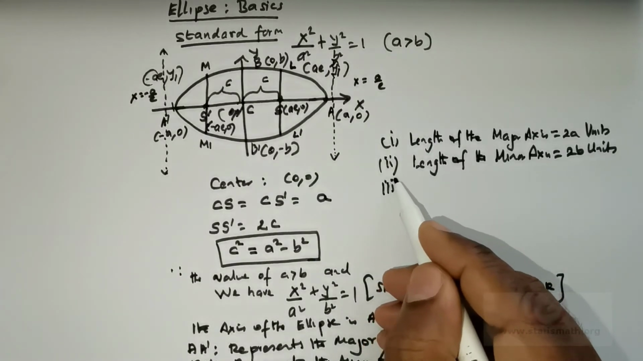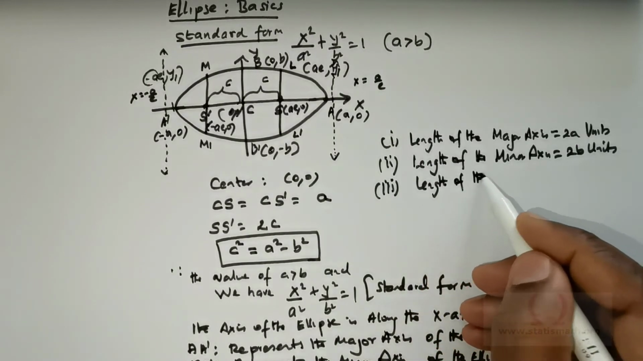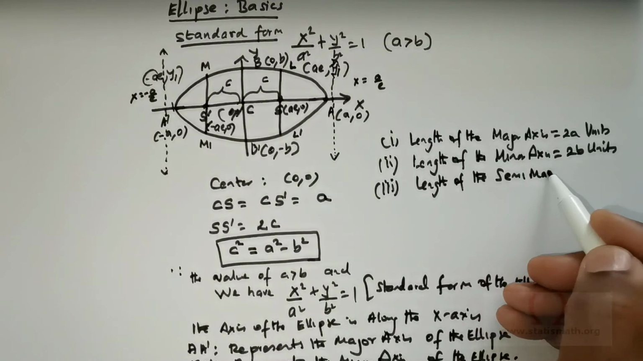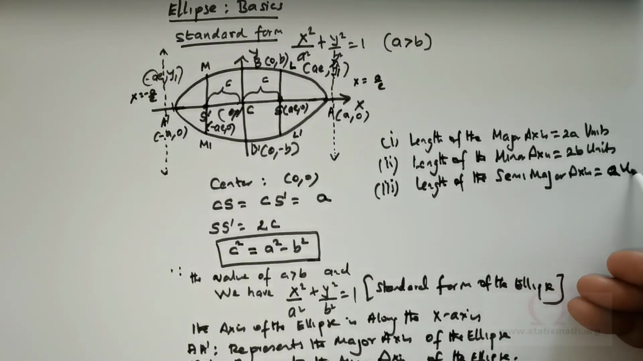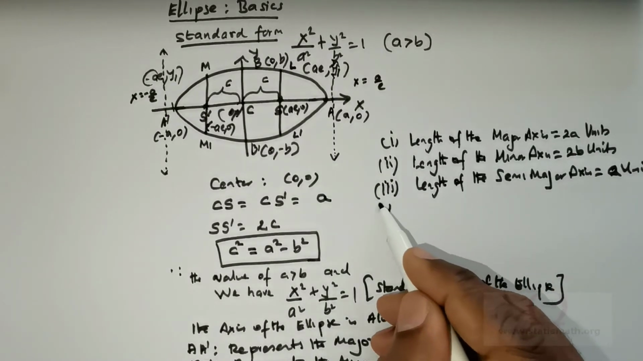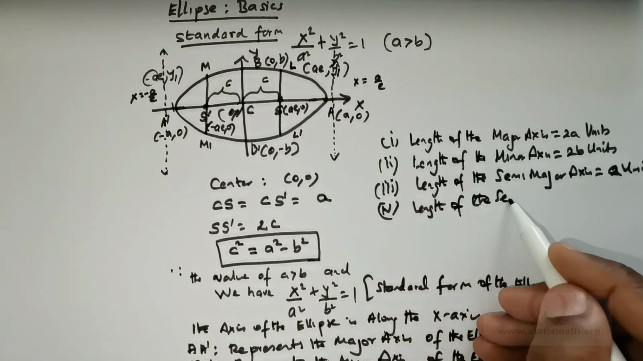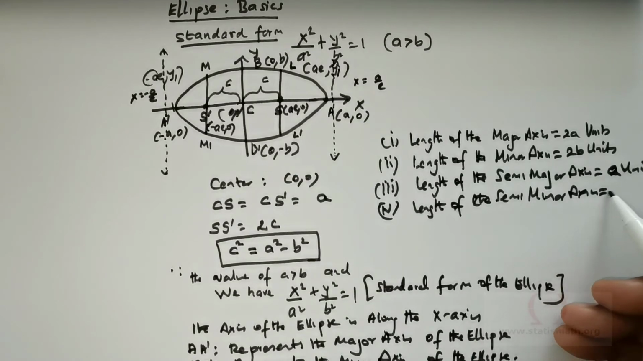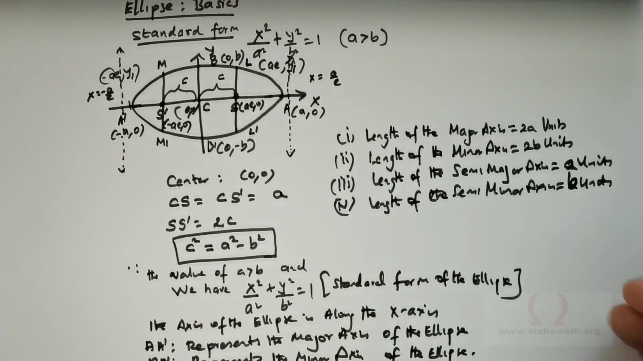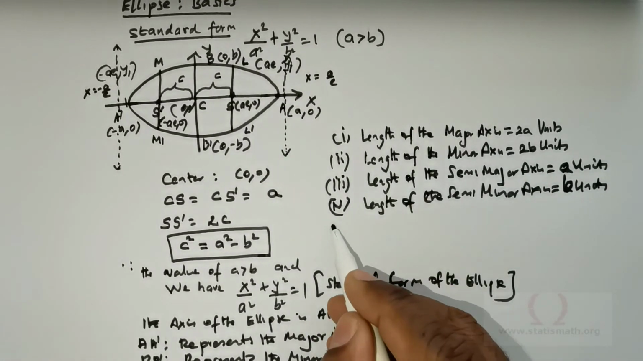So number 3, length of the semi-major axis is equal to a units, and number 4, length of the semi-minor axis is equal to b units. Okay, so a units and b units. So these are all important.